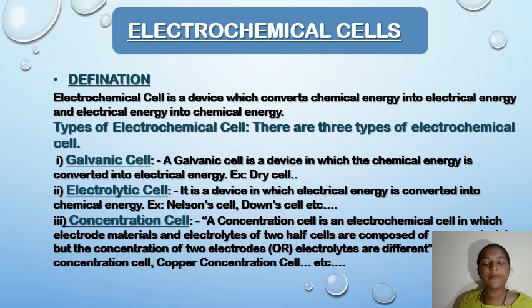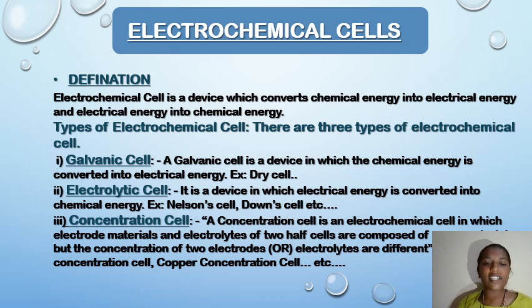Let us study the important topic under electrode system. First is electrochemical cells. The definition of electrochemical cell is that it is a device which converts the electrical energy into the chemical energy, and it also converts the chemical energy into the electrical energy. Basically, there are only two types of electrochemical cell, but they are considered as three types of electrochemical cell.